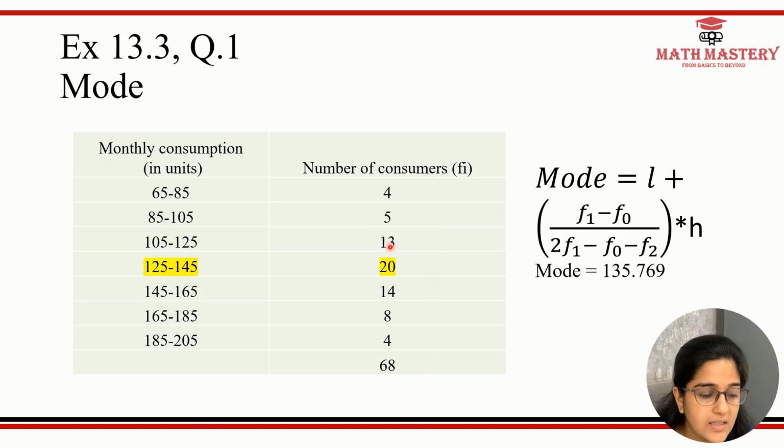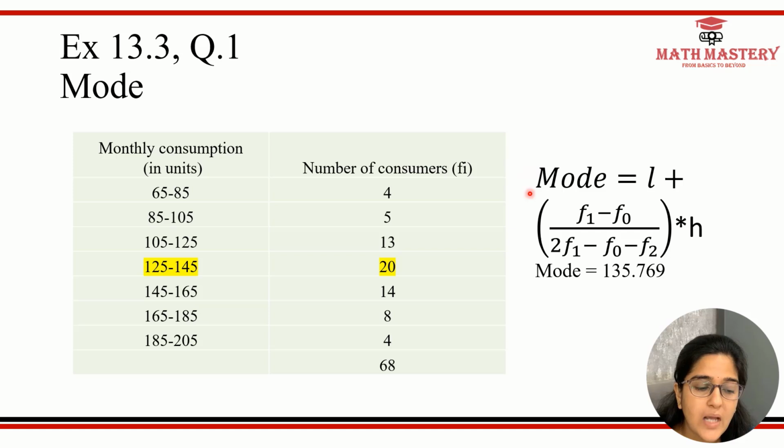The class interval corresponding to 20 is 125 to 145. So 125 to 145 is the modal class interval. It means that the mode lies in this interval. Now, using the formula, we will find out the mode.